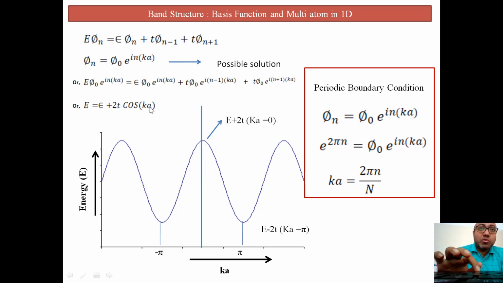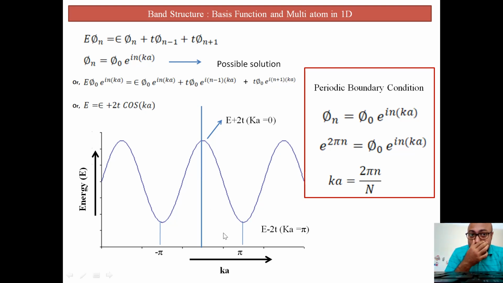And what is the best value of cosine here? When K is equal to 0, remember this is the Ka value, you will get epsilon plus 2t. And when Ka is equal to minus pi, you will get the lowest value. So here it is minus pi, here it is plus pi, giving E minus 2t. It's telling us that this value is E minus 2t and this value is E plus 2t, where K is equal to 0 and K is equal to pi.